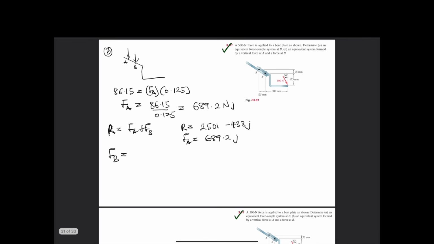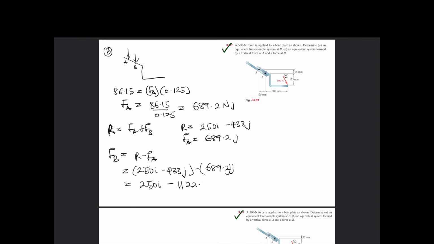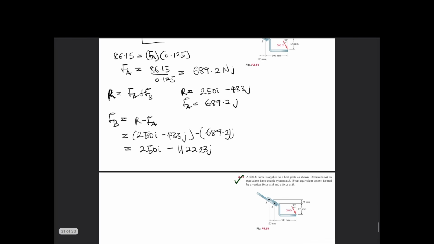So let's find our FB, which is the other force at B. From this formula, it's going to be R minus FA. That will be simply 250I minus 433J, then minus 689.2J. So our FB will just be 250I minus 1122.23J. You can just find the magnitude of our FB, which will just give us 1149.7 Newton.